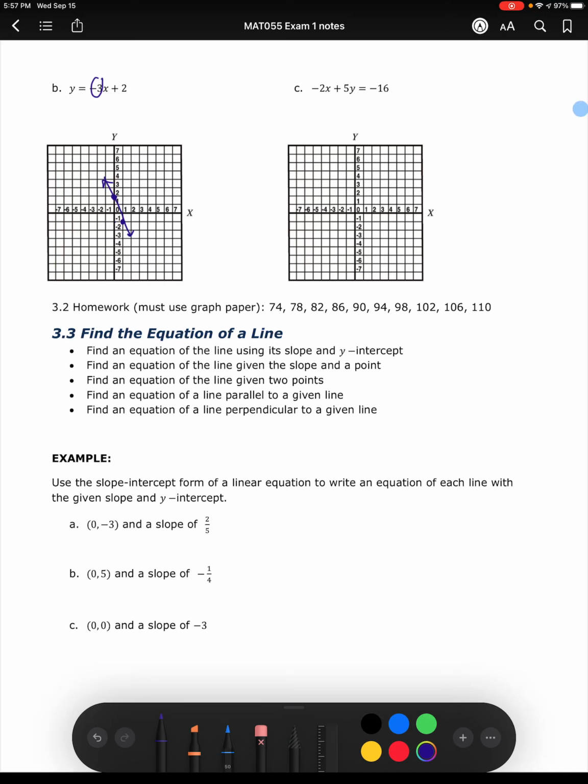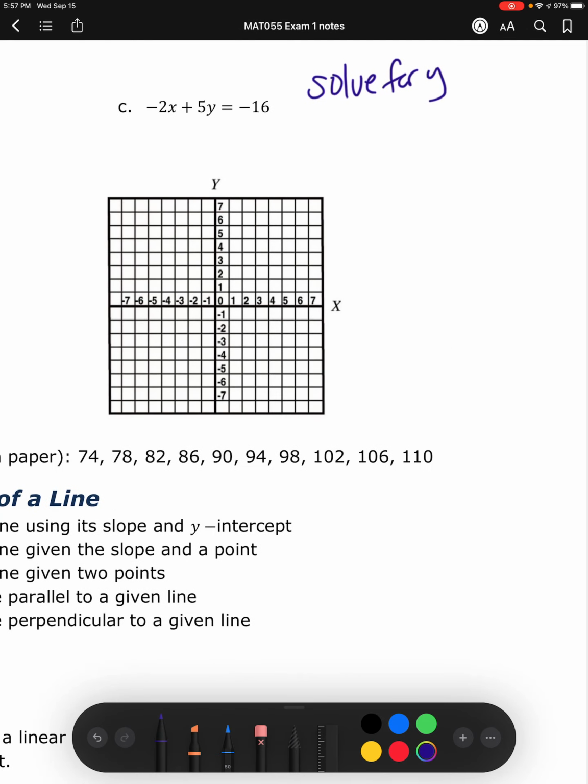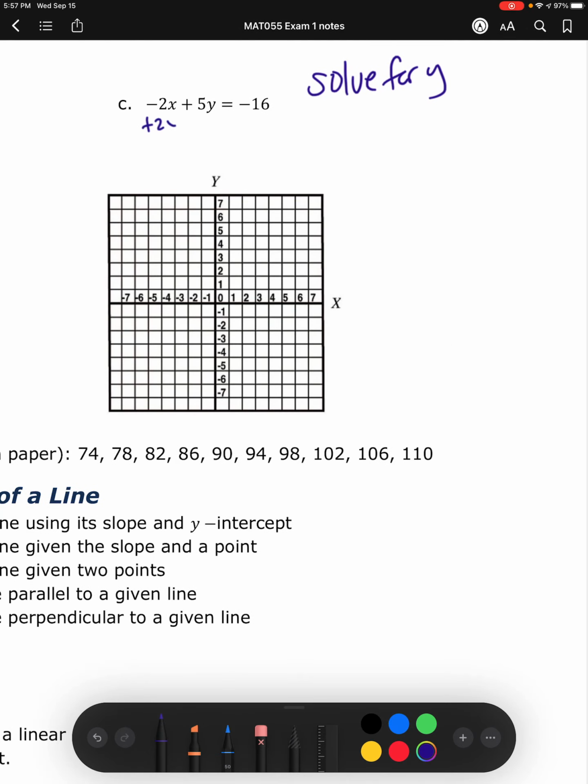C is not in the right form yet, but then we can solve it for y, which we practiced earlier. So if I add this 2x over, I get 5y equals, now instead of writing -16 plus 2x, I'm going to write 2x minus 16 because I want it in that slope-intercept form. And then we divide each one by 5.